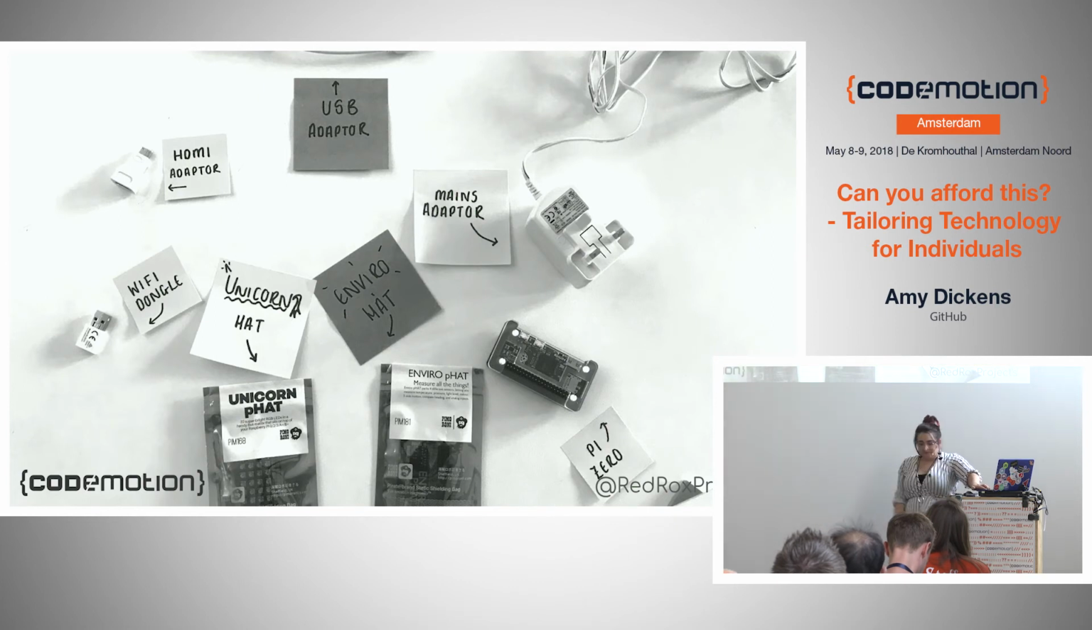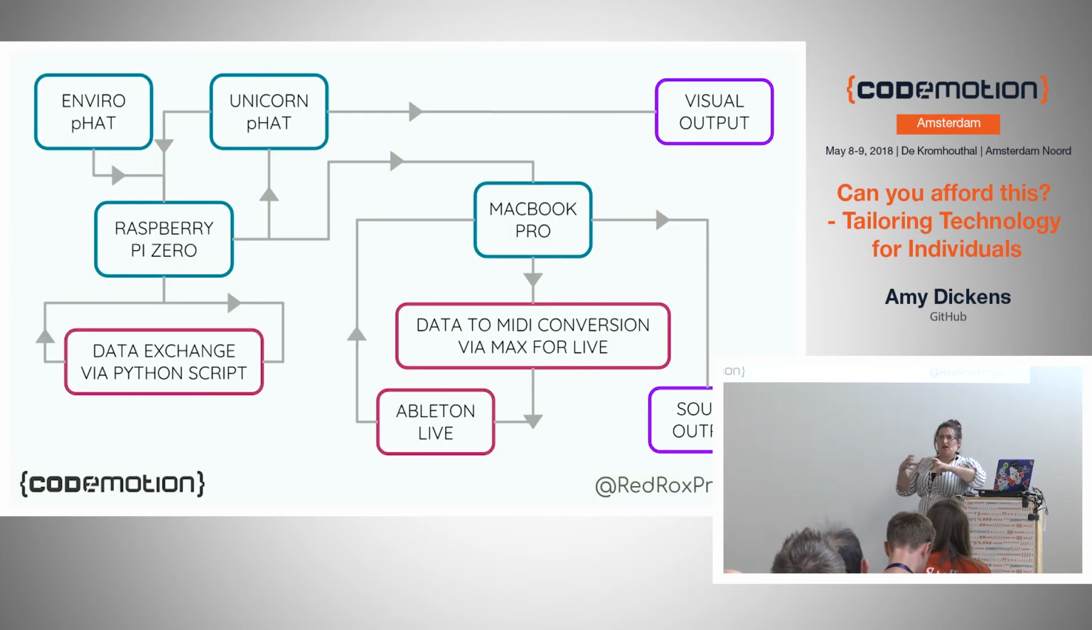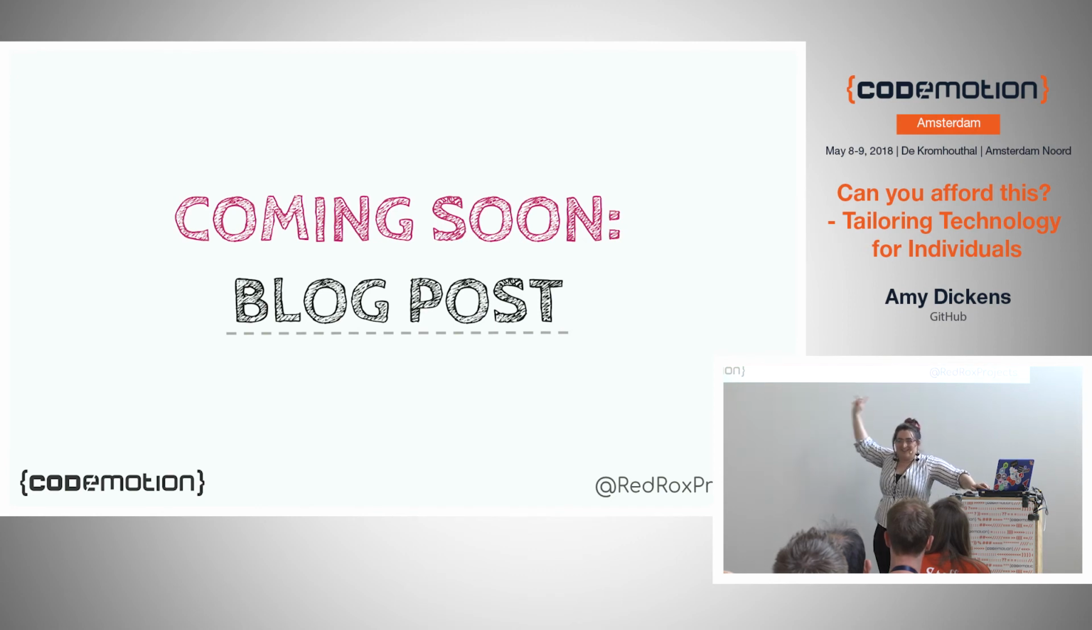And so I had to put it together, and this is kind of how it looks as a system diagram. So we have everything that's in the bauble over this side, the Raspberry Pi, the data exchange with a Python script, and then that gets sent into my MacBook Pro, which I'm converting the data in Max for Live, which is Max MSP, a visual IDE used by a lot of musicians, and that goes into Ableton Live, and I have sound output from the laptop, and I have visual output from the thing. So I get some nice stuff happening, and it feels really fun. And there's going to be a blog post on it that I'm going to share with you, because I didn't bring the thing with me, for reasons.